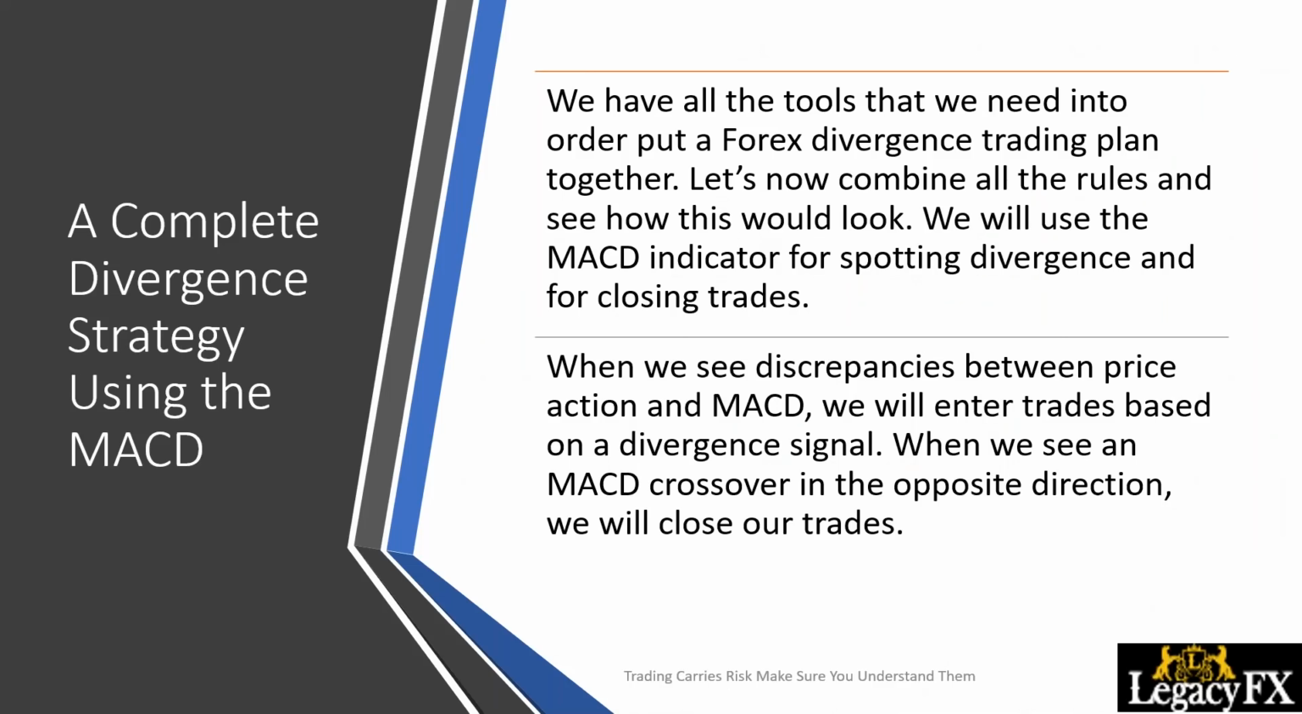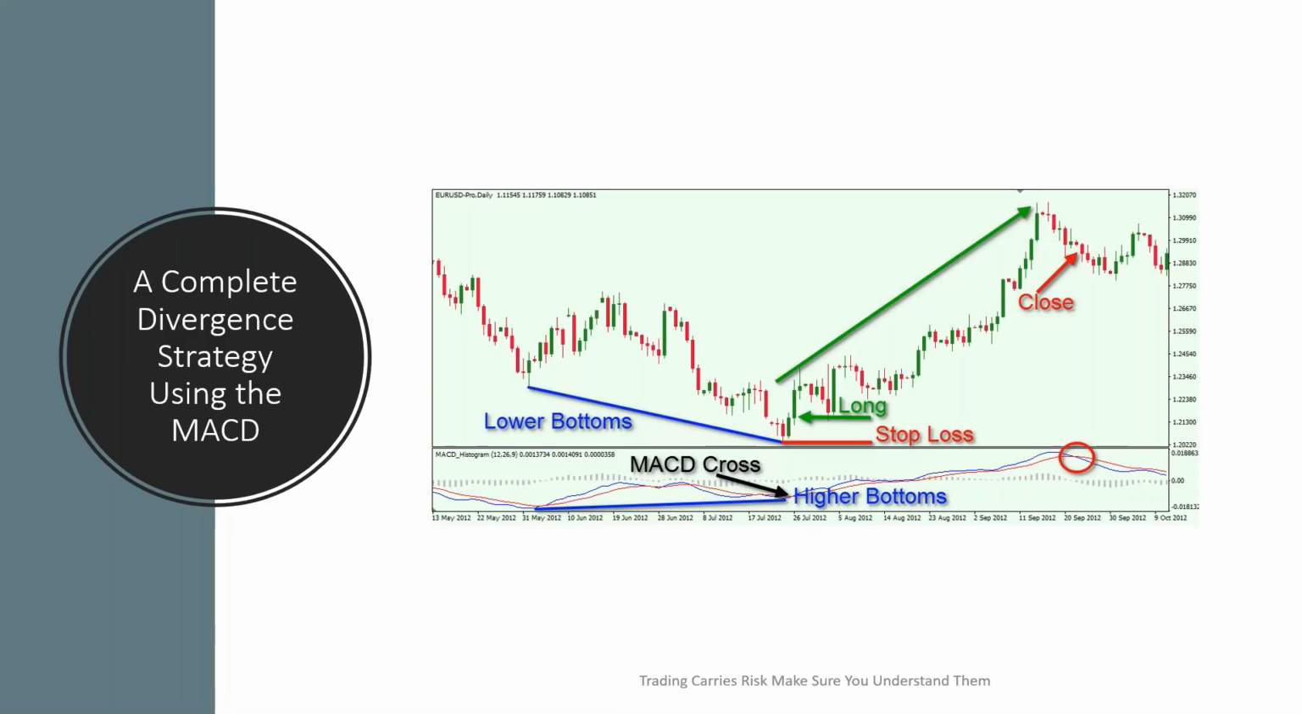So we have all the tools we need in order to put Forex divergence trading plans together. So let's now combine all these rules and see how this would work. We will use the MACD indicator for spotting divergence and for closing trades. So as you can see on the chart, down below, we have our MACD crossover.